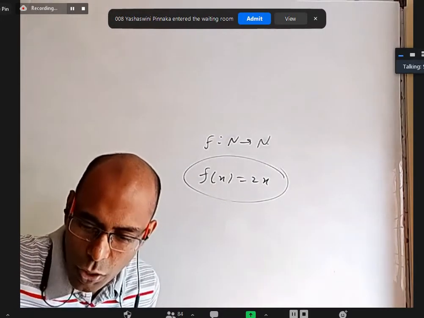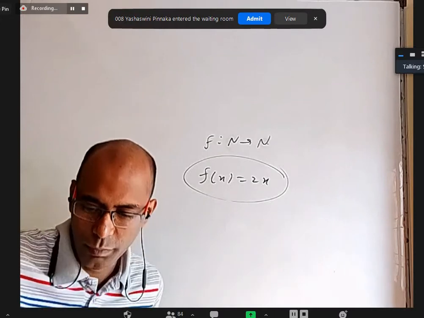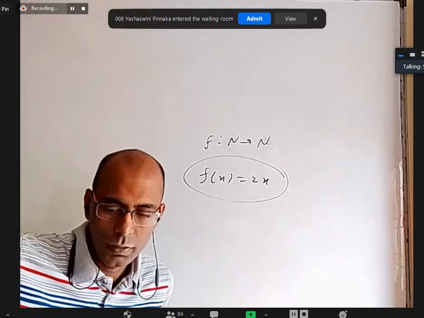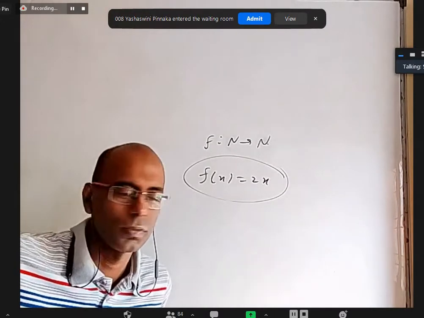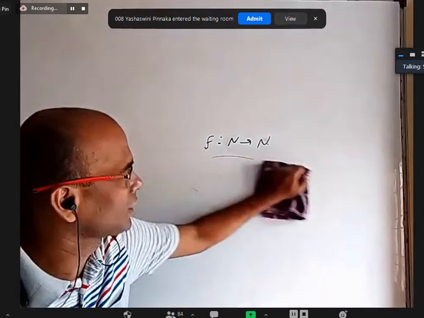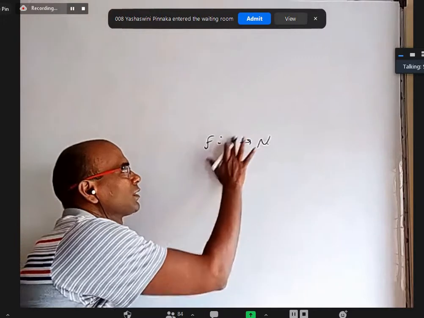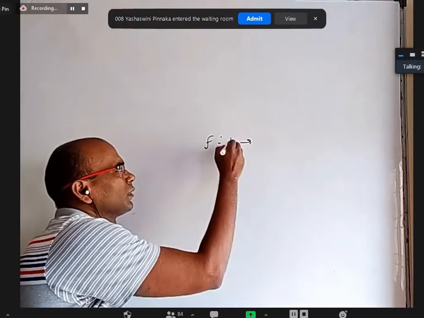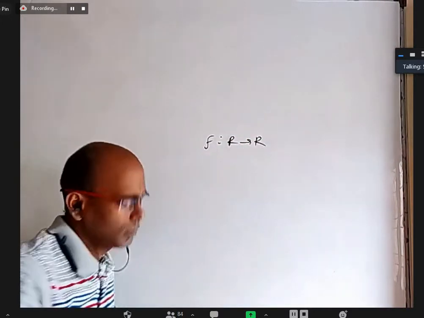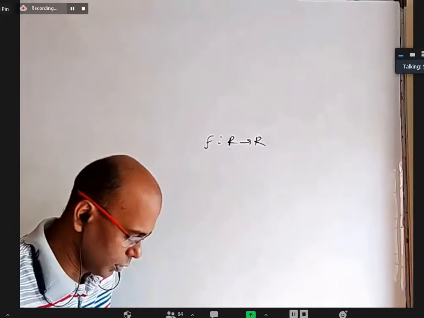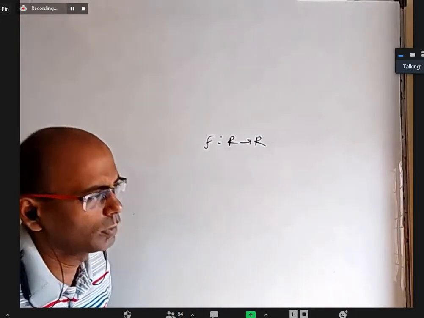If something is onto, must it be 1-1? If it is a finite set, yes, correct. But if it is an infinite set, no. I can give an example again here. It is onto, but not 1-1. I'll give you this: R to R. I want to make it onto, but not 1-1.